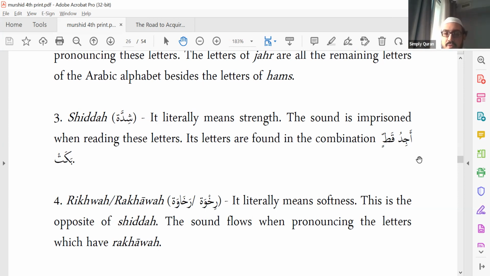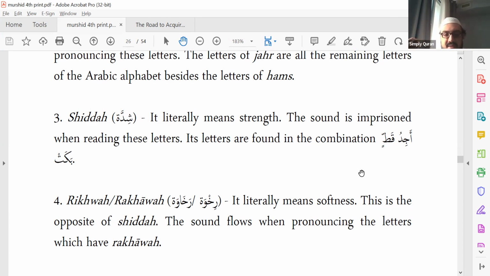Okay, so you have jim, qalqala, dal. If you know what qalqala is, usually people know what that is, right? So memorize this phrase, ajidu qattin bakat. Ajidu qattin bakat.